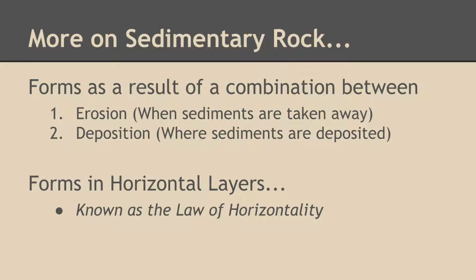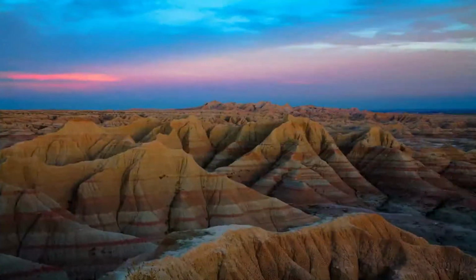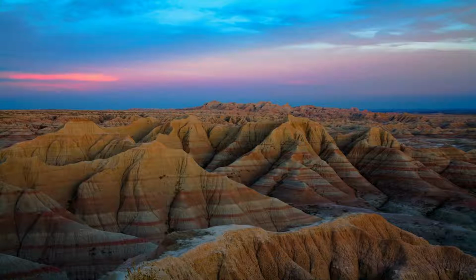This actually has its own law. It's called the law of horizontality. And you can really see that when you look at images like this, those nice horizontal layers. Anytime something becomes layered like this, it's breaking down into what we call strata. It's stratified. Strata is just another fancy word for layers. So sedimentary rock is a stratified rock if you want to look at it that way.